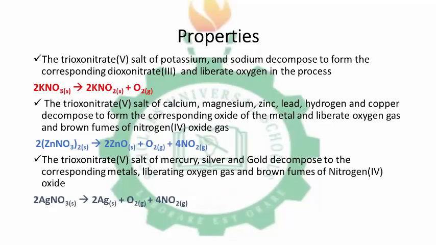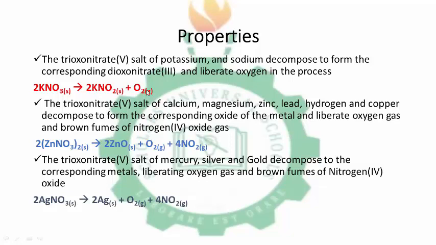Now the triazonitrate salt of potassium and sodium will decompose to form the corresponding diazonitrate 3 salt and also liberate oxygen gas in the process. Now this potassium triazonitrate salt, for an example, when it is being heated, it forms the potassium diazonitrate 3 salt and also liberating oxygen gas.